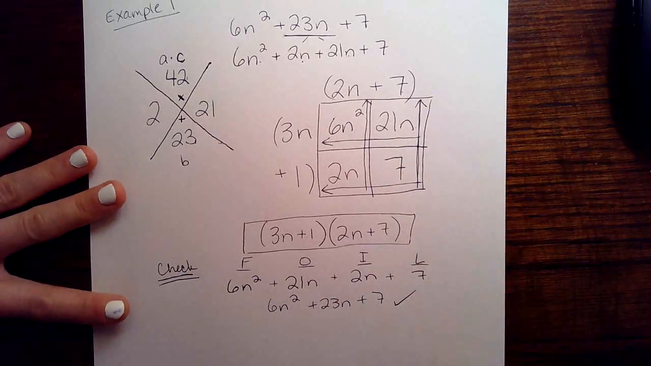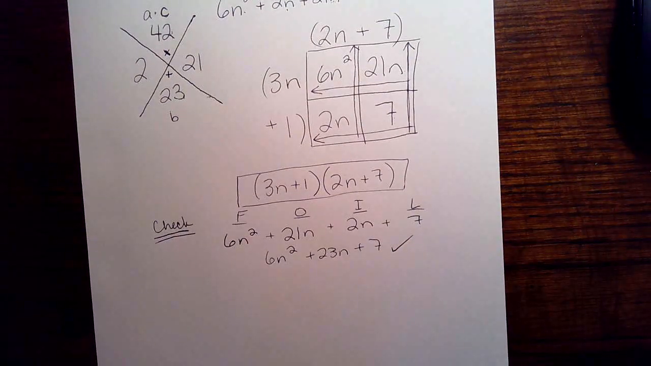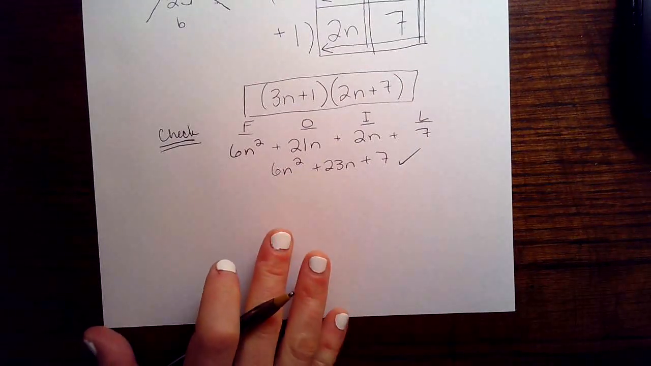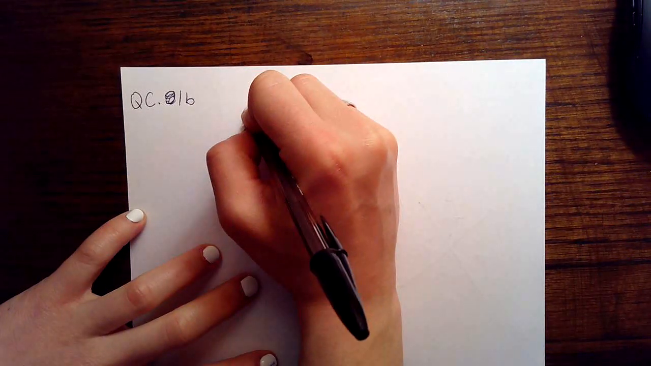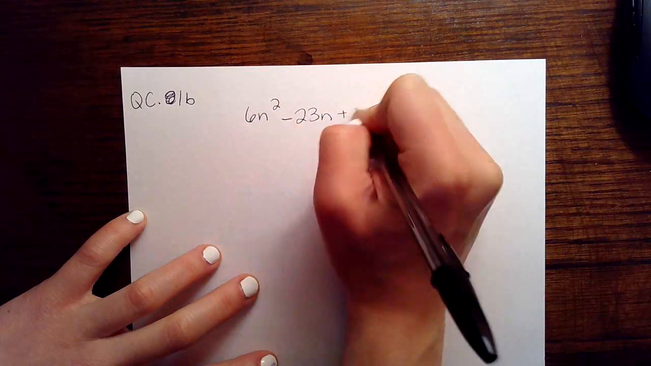We won't always check. Let's look at another example. I'll look at one with subtraction, and then I'll give you a chance to try on your own. This is an example from Quick Check 1B. 6n squared minus 23n, plus 7, I like that.